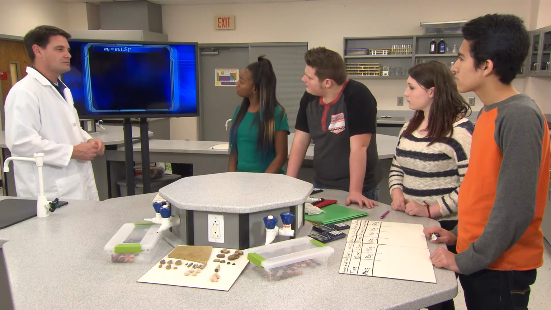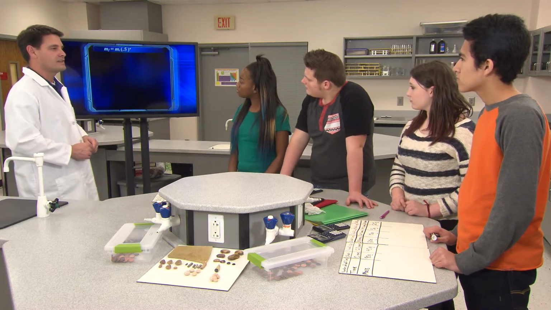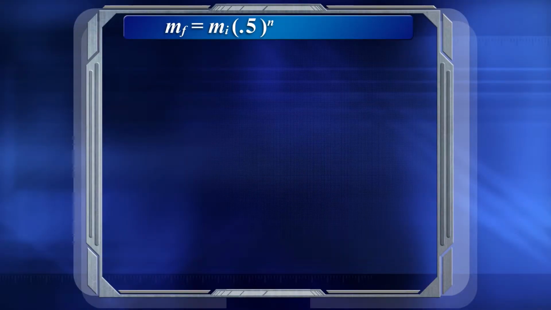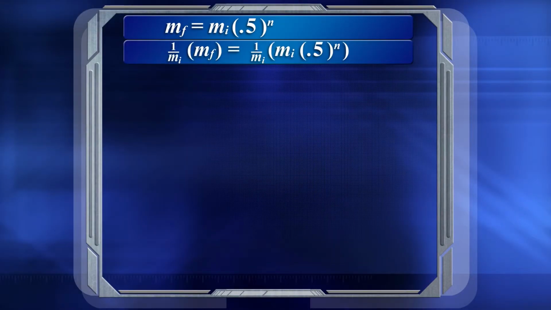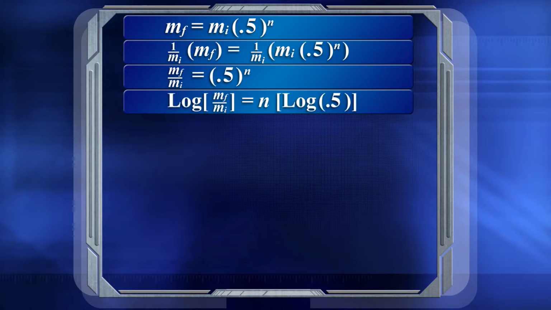So if you ever have a problem in which you must solve for the number of half-lives that have passed, the easiest way to do that is to first divide both sides of the equation by the initial mass. To do that, we'll multiply each side by 1 over the initial mass. And you'll get this, which is the mass final over the mass initial equals 0.5 to the nth power. Then we'll take the log of both sides of this equation so that you get the log of final mass over initial mass equals n times the log of 0.5.